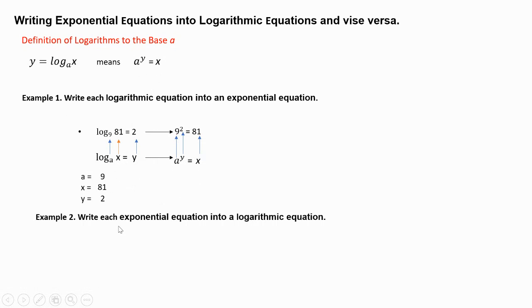Example number 2. Now we're going to go the other way. They're going to give it to you in exponential, and they want you to write it as a logarithmic equation. So again, we have to know what the a, what the y, and what the x is. Right? Again, on the left, this is exponential, and on the right, this is logarithmic form. If you notice, my a is 5, my y is 3, and my x is 125. So it's 3 equals log base 5 of 125, or log base 5 of 125 equals 3.